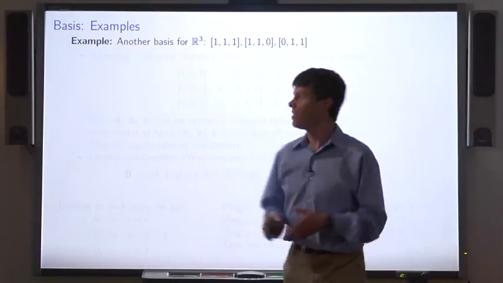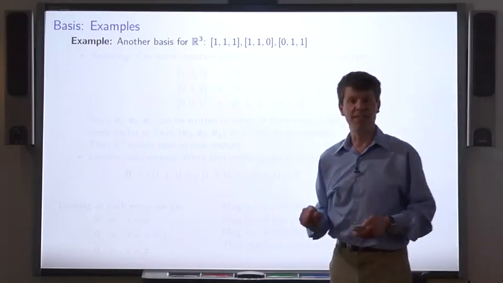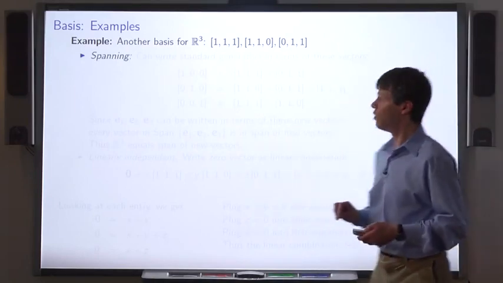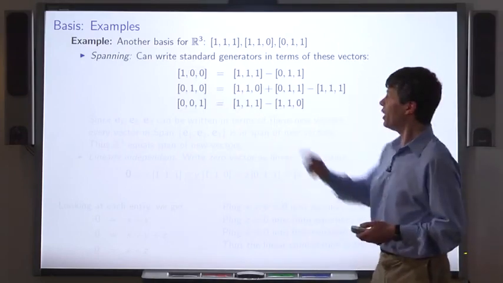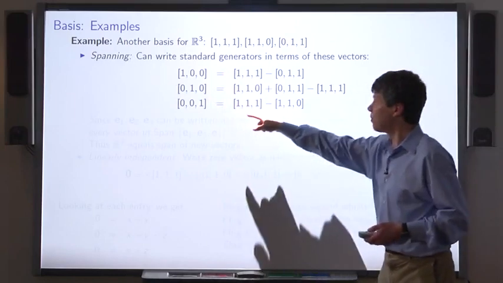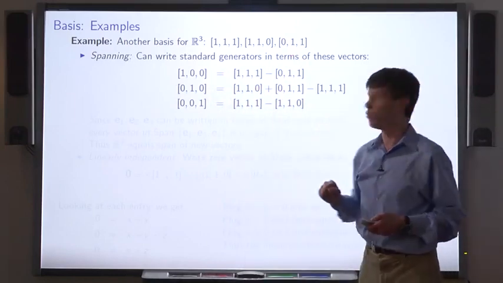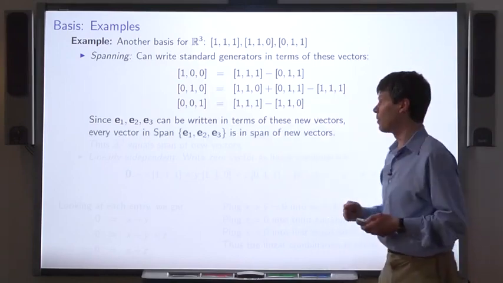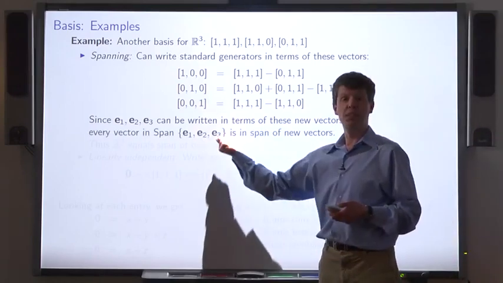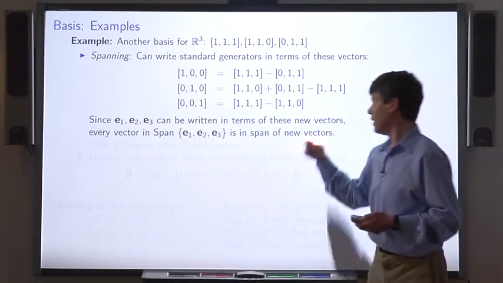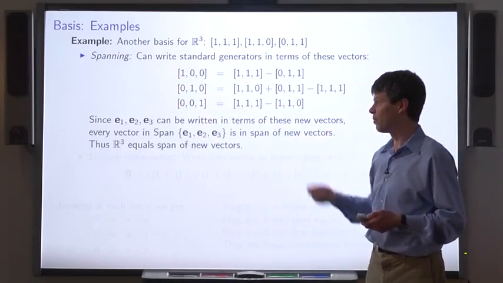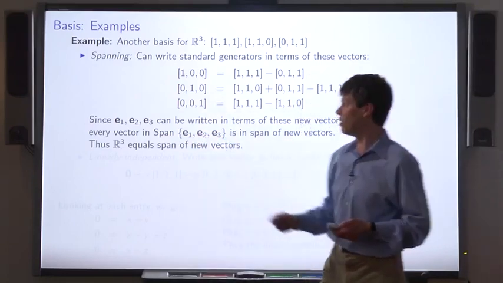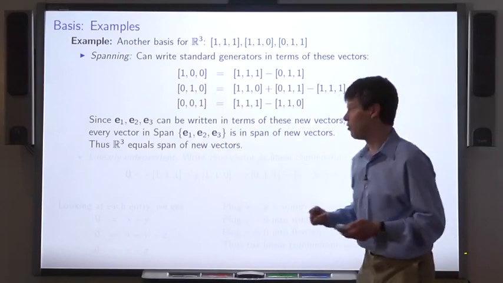Here's another example of a basis. These vectors form a basis. To see that, we have to show that they're spanning and that they're linearly independent. First, to see that they're spanning, we can write the standard generators as linear combinations of these new vectors. Since the standard generators can be written in terms of the new vectors, it follows that every vector in the span of these standard generators is in the span of the new vectors as well. Since the span of the standard generators is R3, that shows that R3 equals the span of the new vectors.